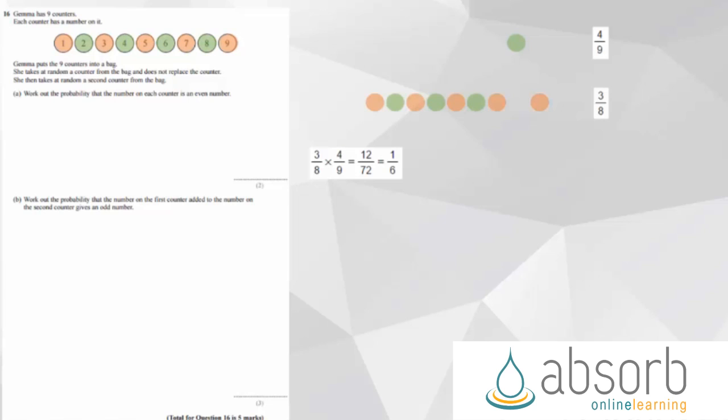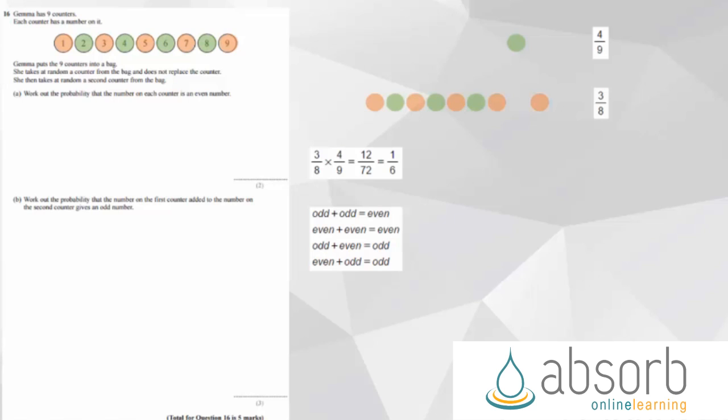Now, moving on to the next part of the question, we're asked to work out the probability that the number on the first counter added to the number on the second counter gives an odd number. Well, let's look at the various ways that we can get selections from the bag. We can have an odd followed by an odd. Now, if you add 2 odd numbers, you get an even. If we take 2 even numbers and add them together, we also get an even.